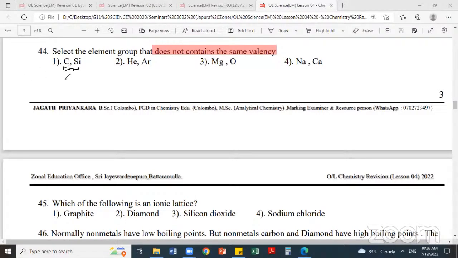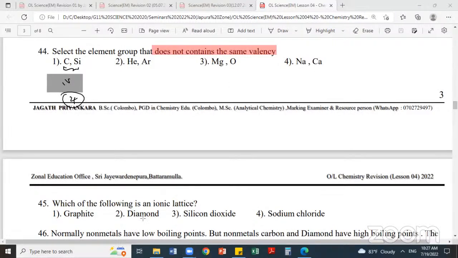Both of these are group 4. Therefore, what? Valence is 4. Group 4, outermost 4 electrons. Therefore they can form 4 bonds. Valence is 4. Okay. Any volunteers? I'll ask the answer from Masha, Sandali. Fourth one. Very good. Answer is fourth.